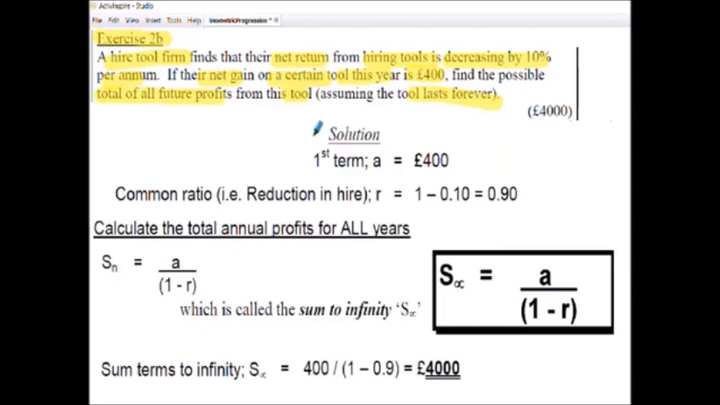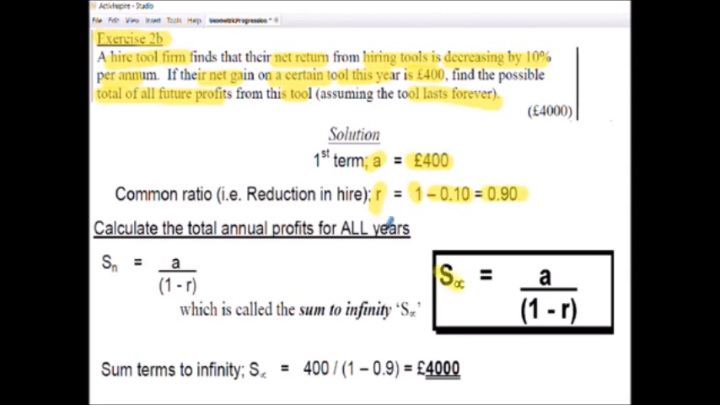So the first term A is equal to £400. That's what they've earned this year. The R value here, the common ratio value, will be 1, take away the 10% that the profit is decreasing per year. So take away 0.1 in this case. So the R value is 0.9.